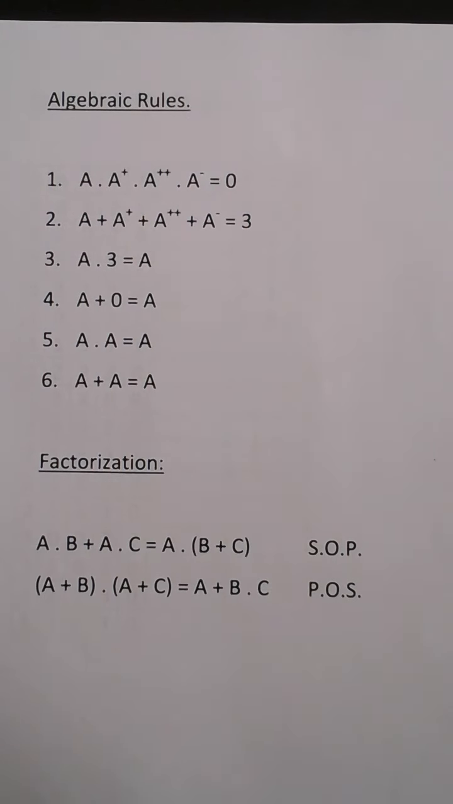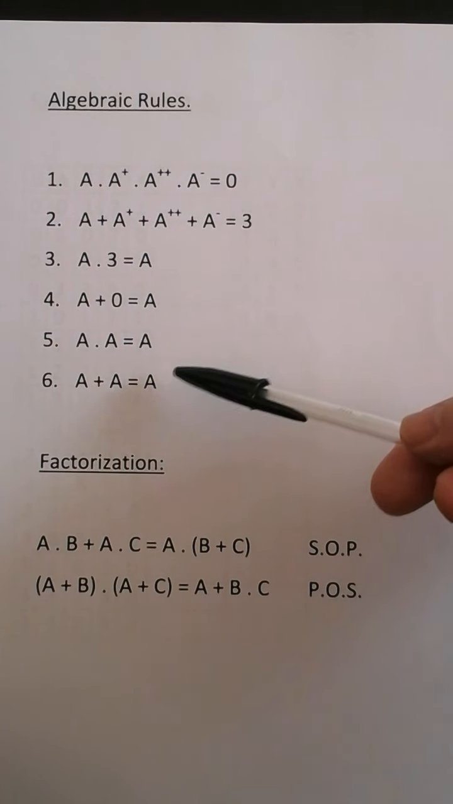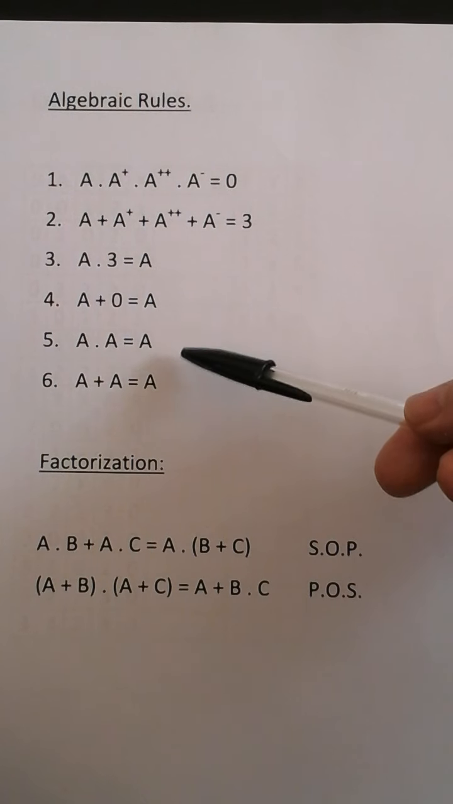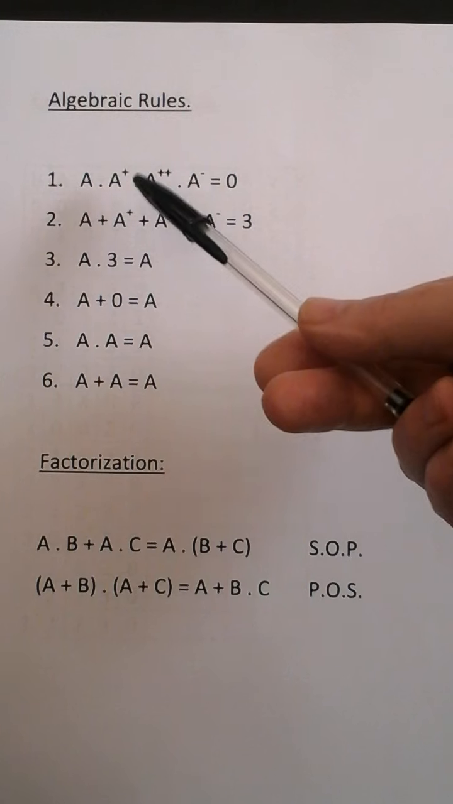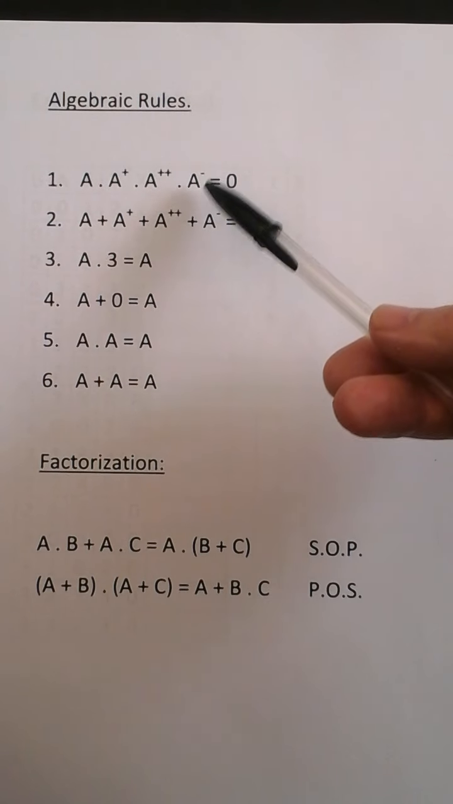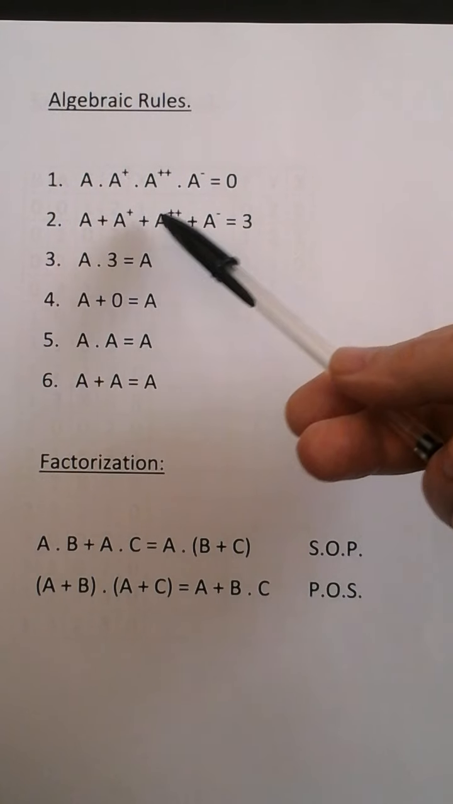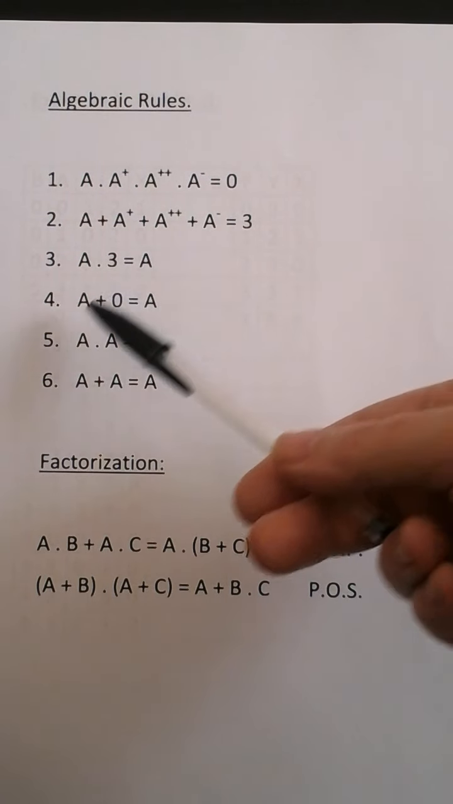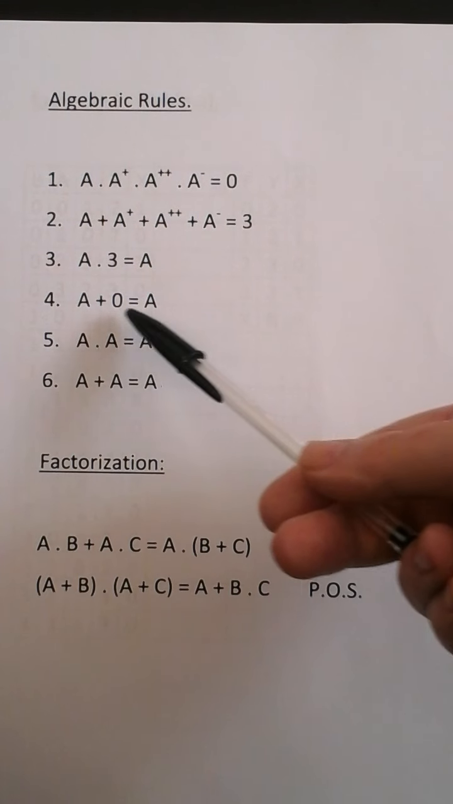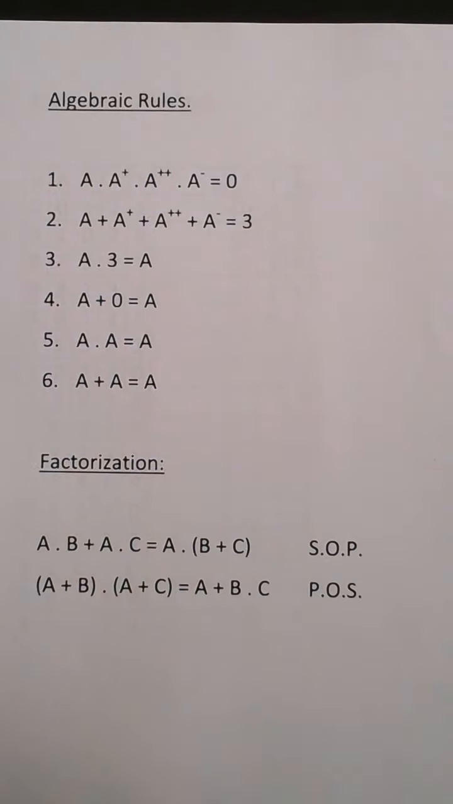Here are some algebraic rules. These are with reference to the maximum and minimum functions. So rule number 1, A min A plus min A minus equals 0. A max A plus max A minus equals 3. A min 3 equals A max 0 equals A min A equals A, and A max A equals A.